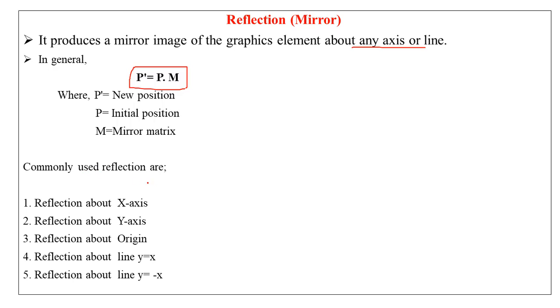So commonly used reflections, so different types of reflections are there: reflection about x-axis, reflection about y-axis, reflection about origin, reflection about line y is equal to x, reflection about line y is equal to minus x. So these are the five commonly used reflections. Now one by one we will see in detail.